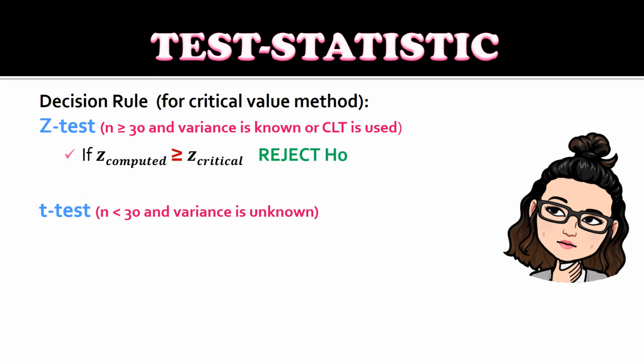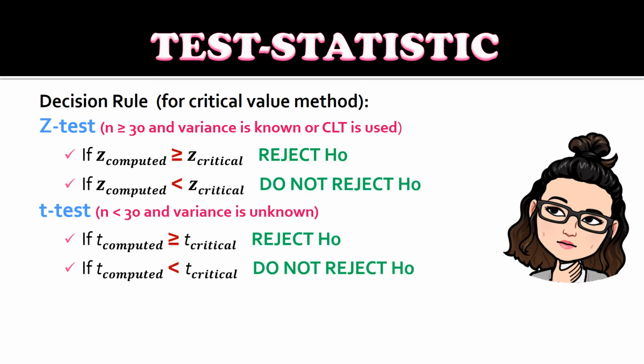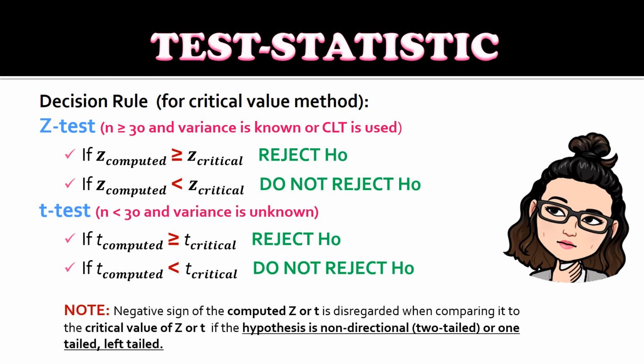For the decision rule, it's almost the same for the z-test and t-test. If the computed value is greater than or equal to the critical value, then we reject the null hypothesis. But if the computed value is less than the critical value, then we accept the null hypothesis, or we do not reject the null hypothesis. But take note, the negative sign of the computed z or t is disregarded when comparing it to the critical value of z or t if the hypothesis is non-directional, or when it is two-tailed or one-tailed which is at the left side.